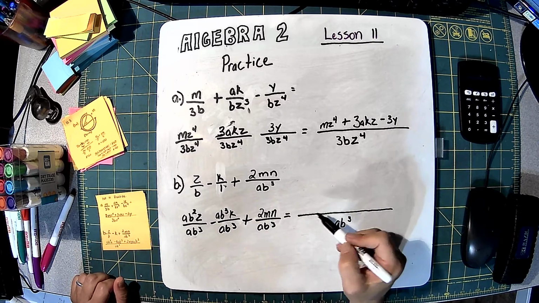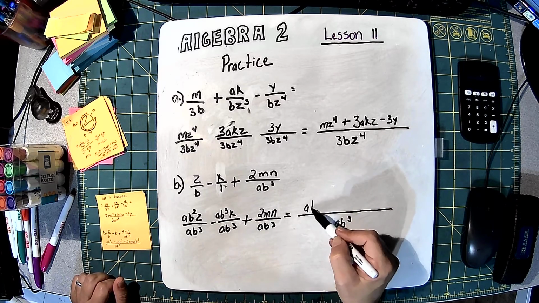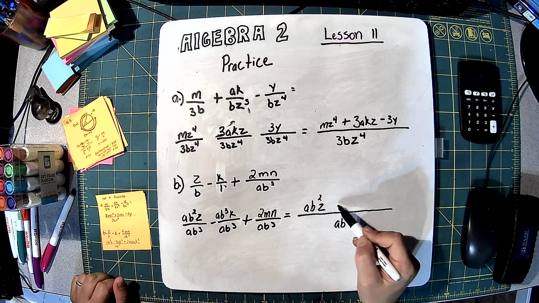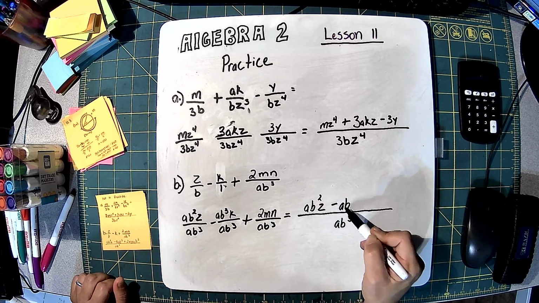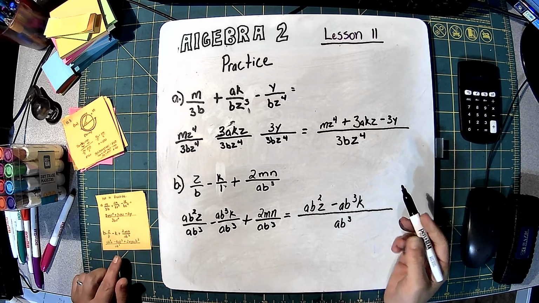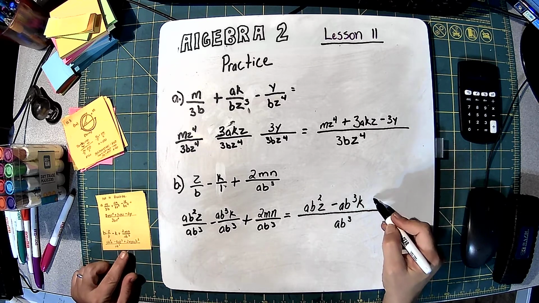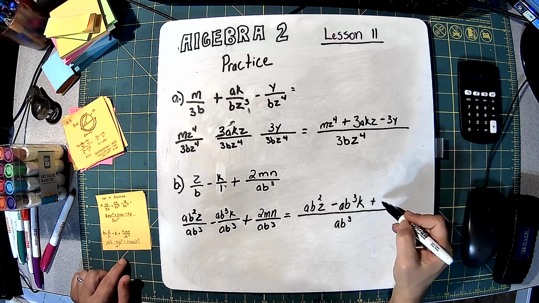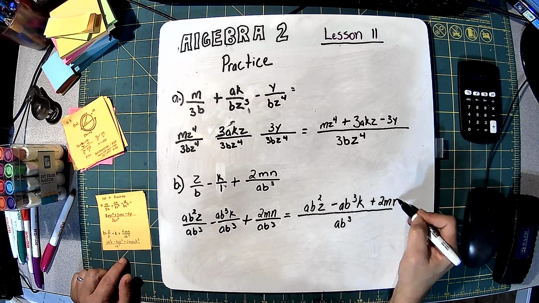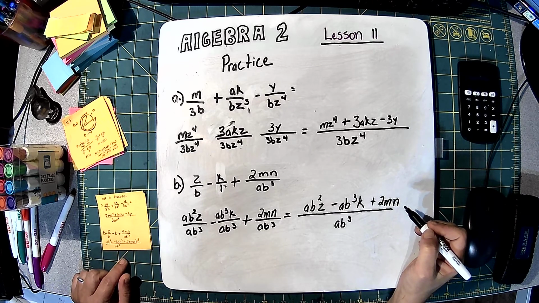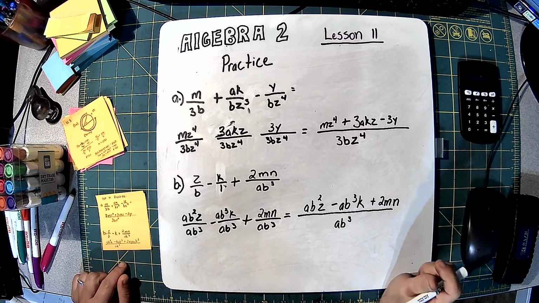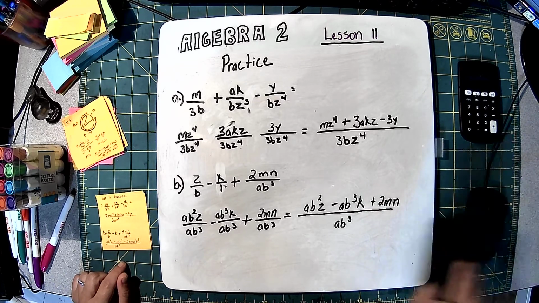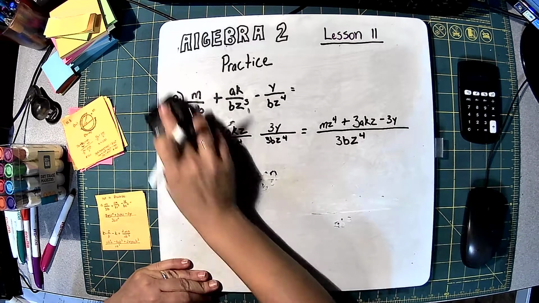Then we're going to add all these up, so A, B squared, Z, minus A, B to the 3rd, K, plus 2MN. Alright, there's that one. Okay, so for C, I'm going to have to erase all this.